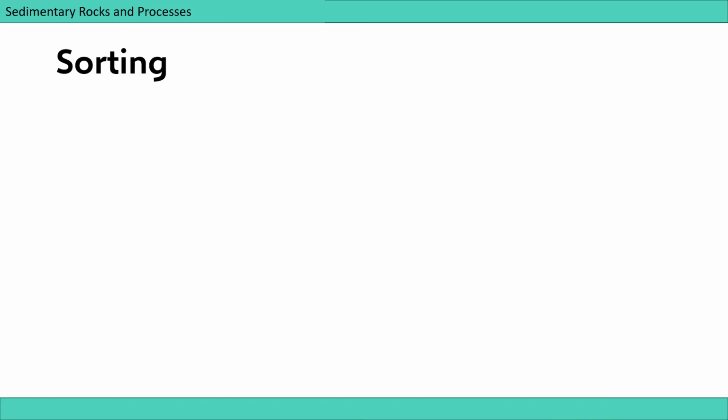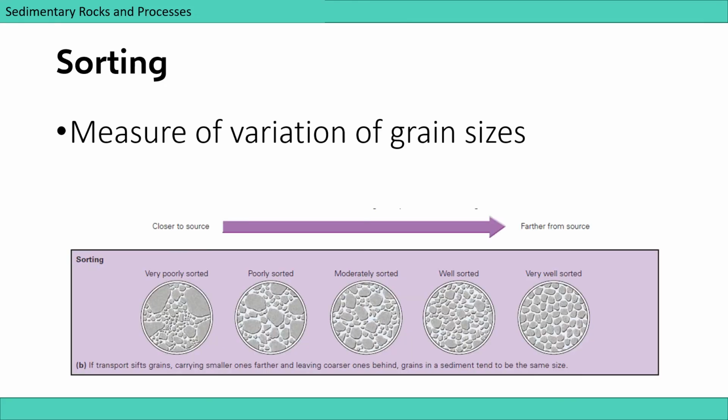As your material is being transported, it can also be sorted. Sorting is the measure of variation of grain sizes, where you have a mixture of different grain sizes in poorly sorted sediments and more or less the same size sediments in well or very well sorted sediments. Generally, as you move further from the source, more of your larger or coarser grains are left behind and eventually reach the same sizes.